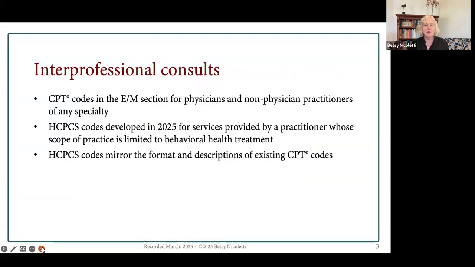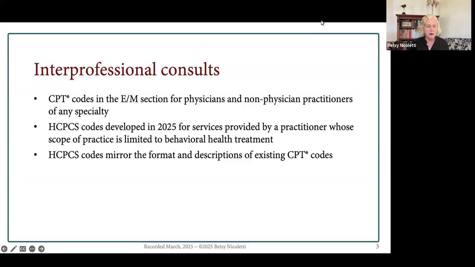The CPT codes are in the E&M section for use by physicians and non-physician practitioners who have E&M in their scope of practice of any specialty. CMS developed some HCPCS codes in 2025 for services provided by a practitioner whose scope of practice is limited to behavioral health treatments. That's kind of awkward, isn't it? But we'll see the full definition and see how they've defined that.